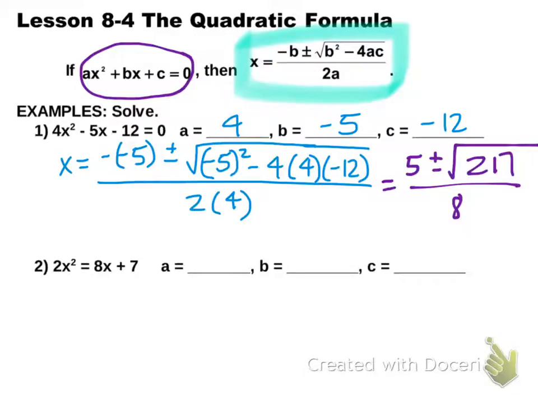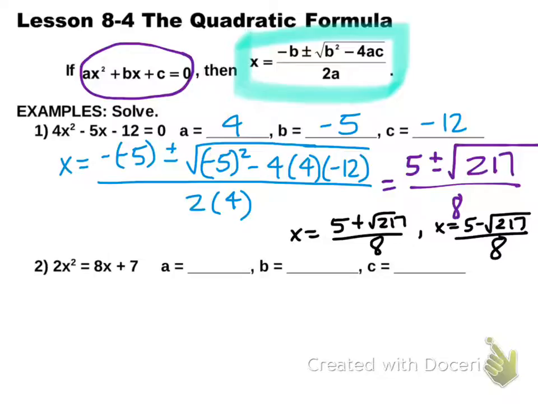So what we will end up doing is we have two equations here. We have one from this point. We will have 5 plus the square root of 217 divided by 8, and we have another one. So this is x. Remember, we had two answers when we factored. And then x is equal to 5 minus the square root of 217 divided by 8.